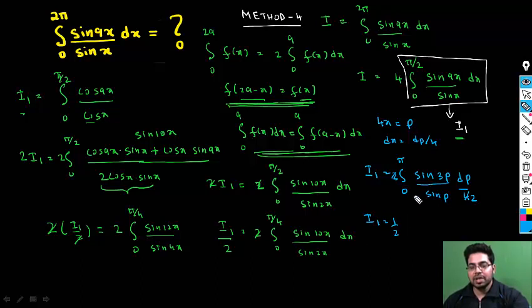So sine 3p can be written as 3 sine p minus 4 sine cube p. Let me write it over here. Let me erase this expression because we don't need it anymore. If you want to go through it once again, you can go back, pause and look at this expression again. But right now I am going to erase this part.